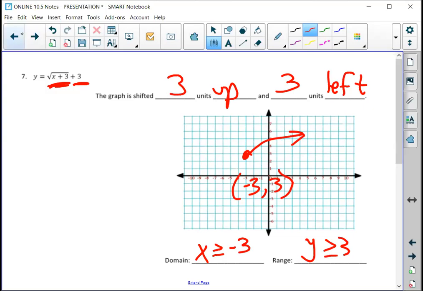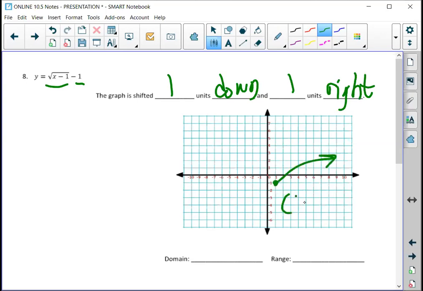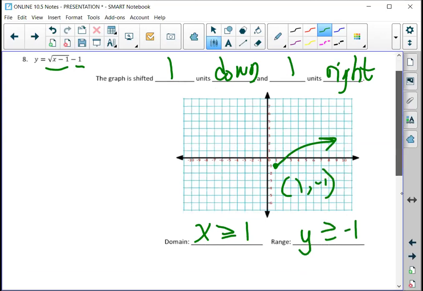Let's move on. I think I have 2 more examples in this set of notes. For this one, we have a -1 on the outside. So the graph is shifted down, or 1 unit down. And then we have a minus 1 on the inside, so we're going to do 1 unit to the right. So we're going to go 1 down, 1 to the right. That's our new starting point. Draw that general shape. The ordered pair for the starting point is 1, -1. So the domain is x is greater than or equal to 1, and the range is y is greater than or equal to -1. Then we'll have one last example.